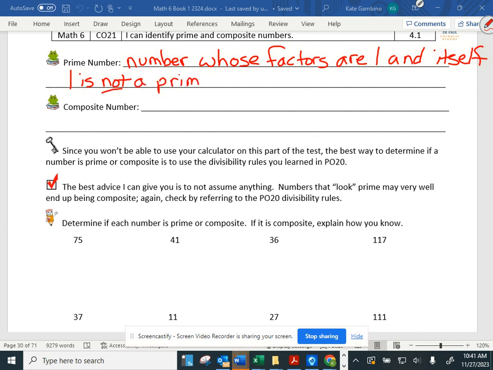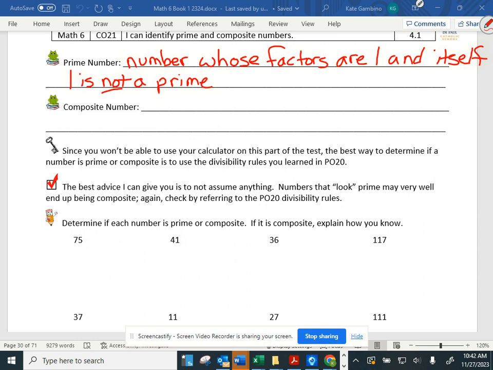So, a prime number is a number whose only factors are 1 and itself. We cannot divide it by any other number, not evenly. 1 doesn't count as a prime because we can't use 1 and 1 as itself. It has to have 2 factors. 1 only has 1 factor, 1. 2 has 2 factors, 2 and 1. 2 times 1 equals 2. Can't divide it by anything else.